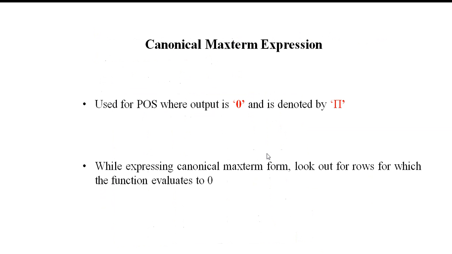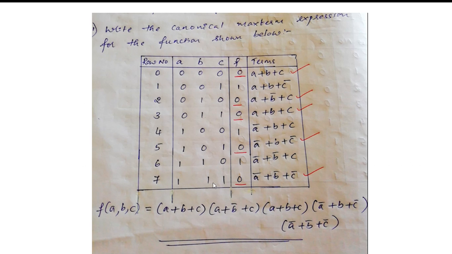The next one is canonical max term expression. This is quite opposite to SOP. Say how you are going to write this. See, POS we write for output 0 and it is to be denoted by pi. While expressing canonical max form, look out for the rows for which the function evaluates to 0. This is a very important point you need to keep in your mind.